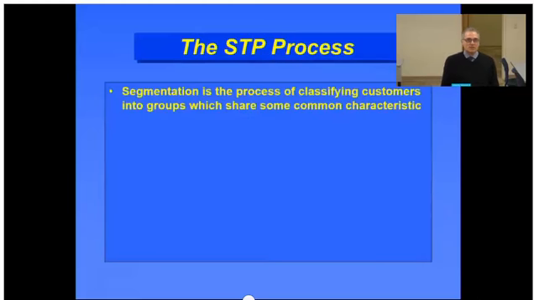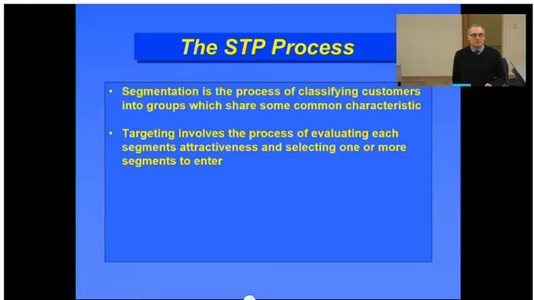And so here's segmentation. It's a process of classifying customers into groups which share some common characteristics. Right? Could be age. Targeting, on the other hand, involves the process of evaluating each segment's attractiveness and selecting one or more segments to enter. So here are our different segments. And here's what's common for each of these segments, which is why we define this as a segment.